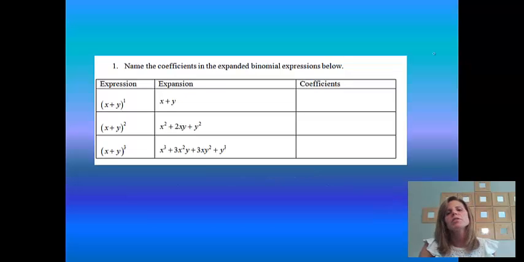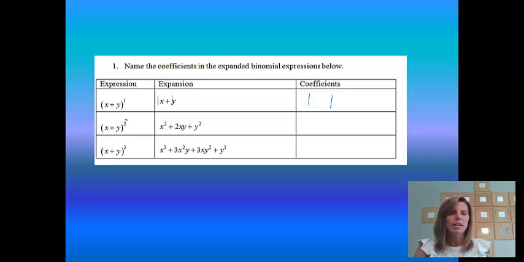All right, first of all, just to get us ready for using Pascal's triangle, if I'm looking at the expressions below, it says to name the coefficients in the expanded binomial expressions. You'll notice if I have x plus y to the first power, the expansion is just x plus y if I were to work the problem out. If you recall, coefficients are just the numbers in front of the expansion. So if I have nothing in front of there, they'd just be 1. So my coefficients are 1 and 1.